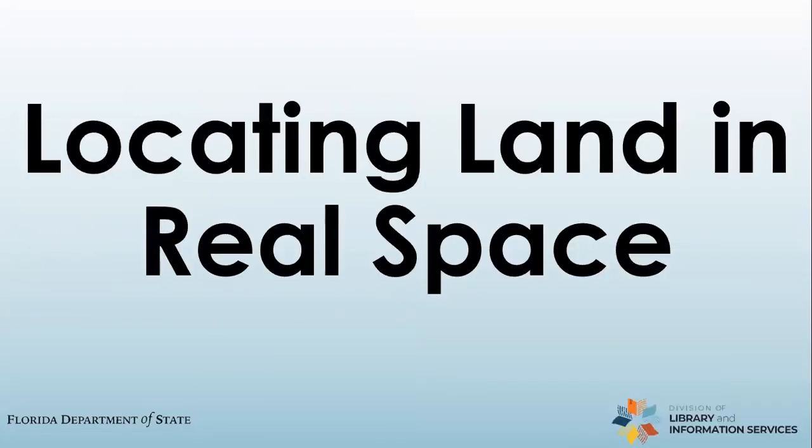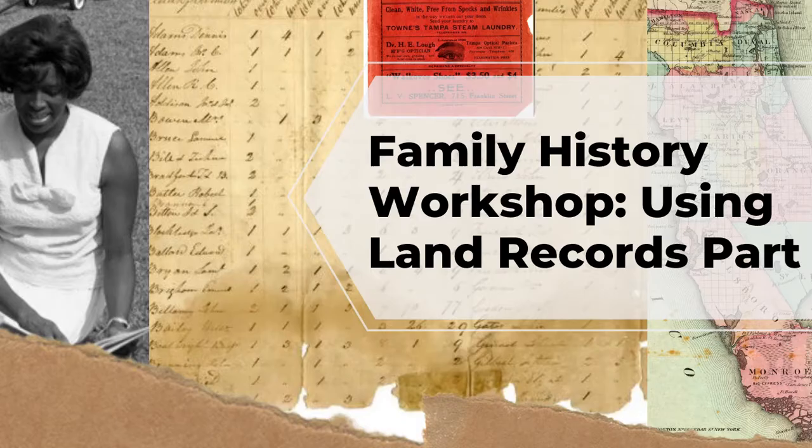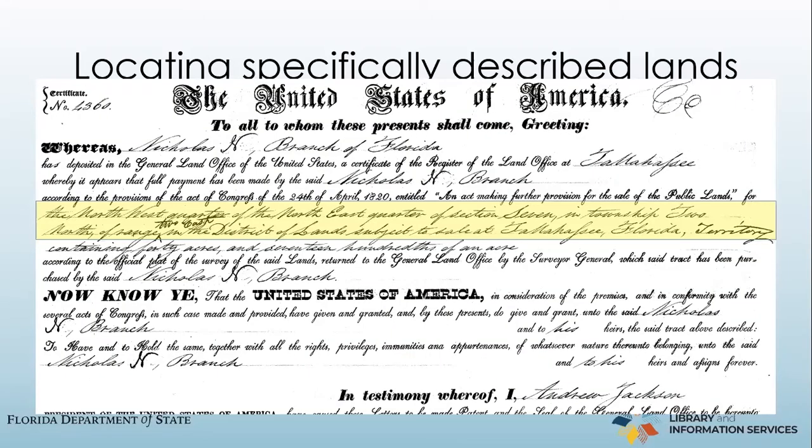And so now let's talk a little bit about locating land in real space. So you are in luck. Really every document, every deed, every land patent, has one of the key pieces of information: a legal description of the property that is being conveyed in that document, the legal description.